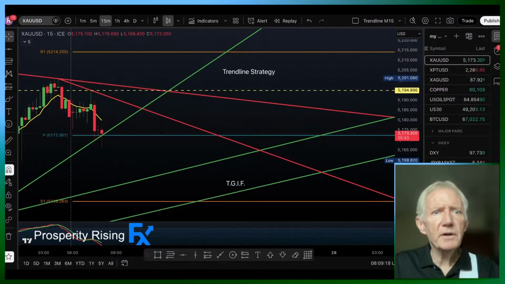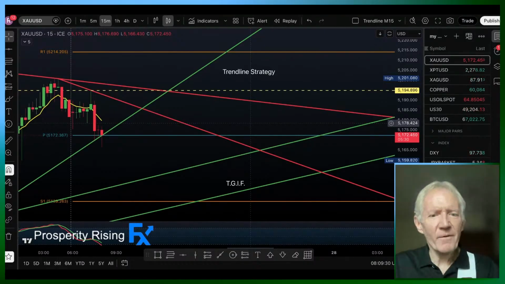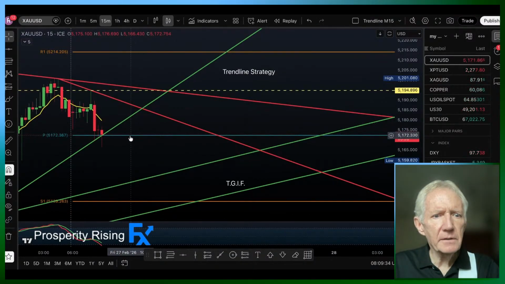So I'm really not interested in going short for the moment. I'm going to wait and see how it plays out. And the way it's playing out is pulling back from that short move. That's why you need to be patient, and I like to let the candle close before taking a trade.